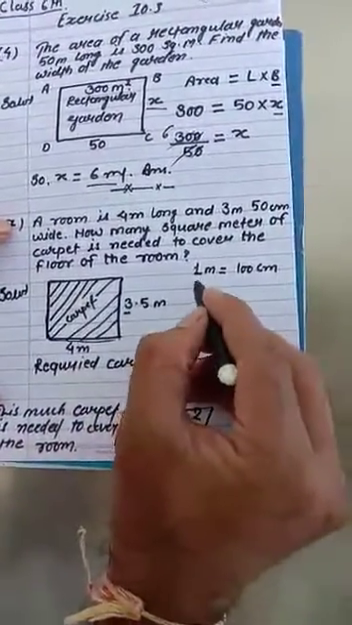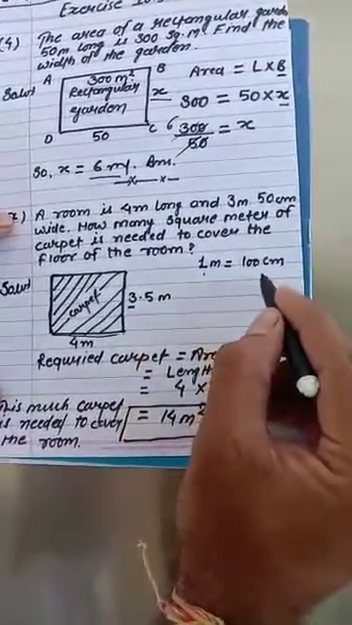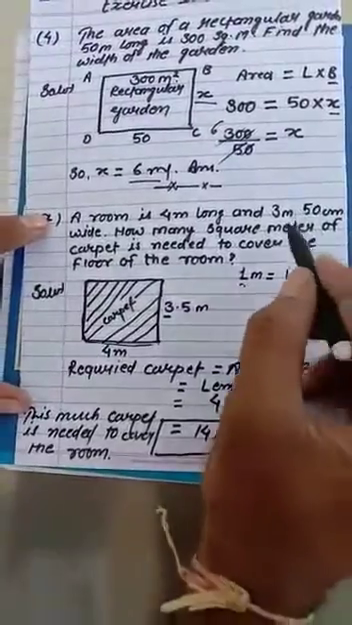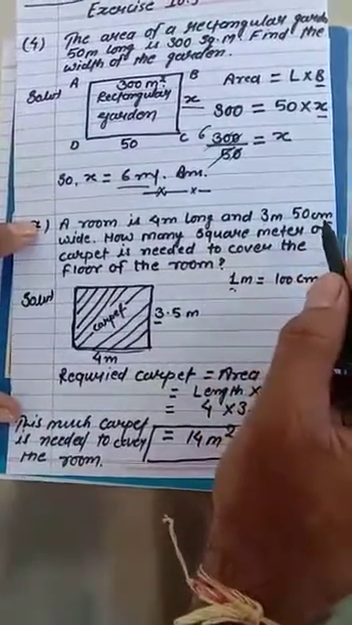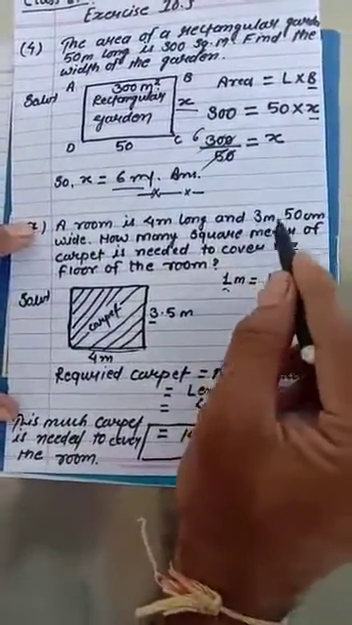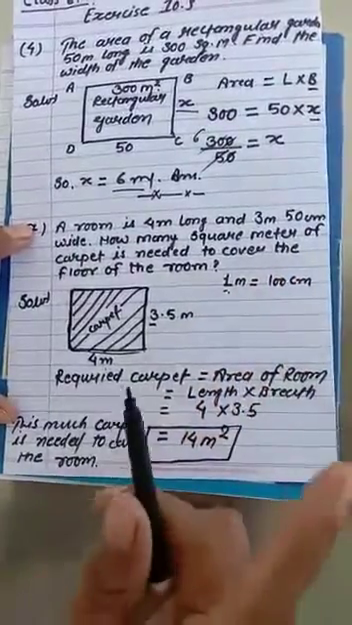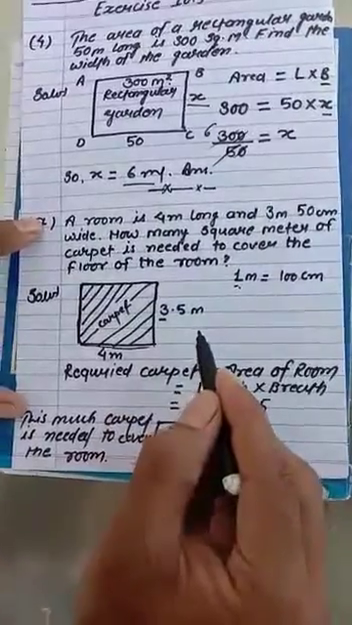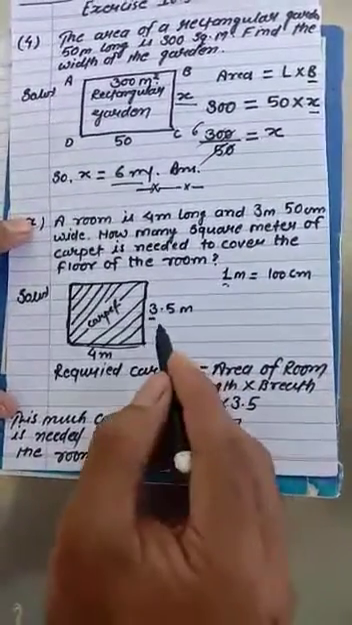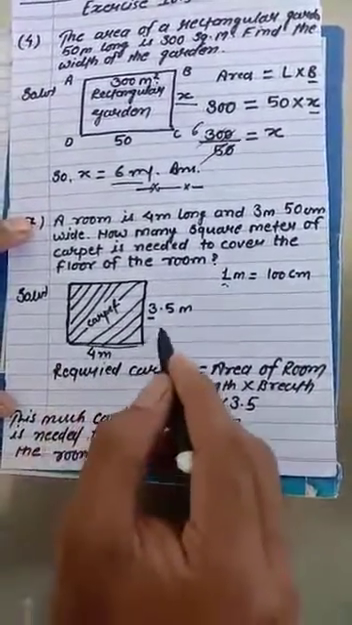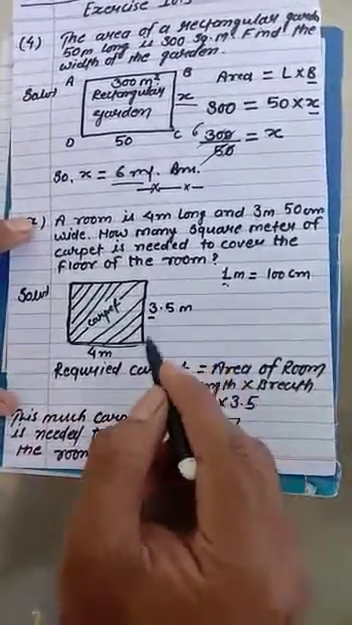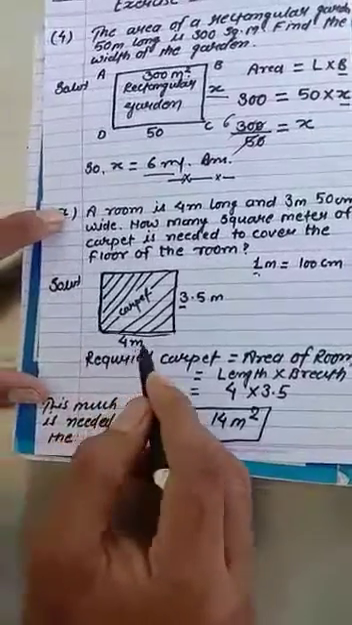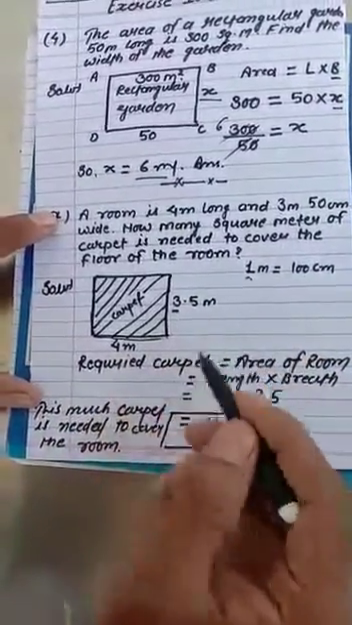As we all know, 1 meter is equal to 100 centimeter, but here it is mentioned as 3 meter and 50 centimeter. That means we can also write 3 meter and 50 centimeter in a single unit, that will be 3.5 meter. So I have converted into a single unit. Now the length and breadth are both in meter, so the length of the room is 4 meter and its width is 3.5 meter.